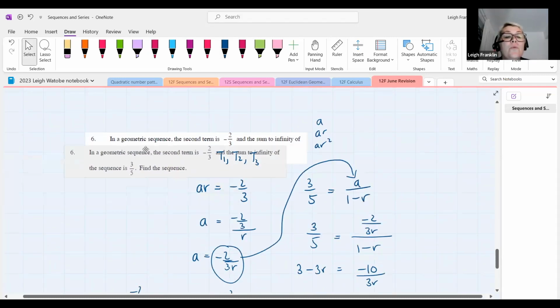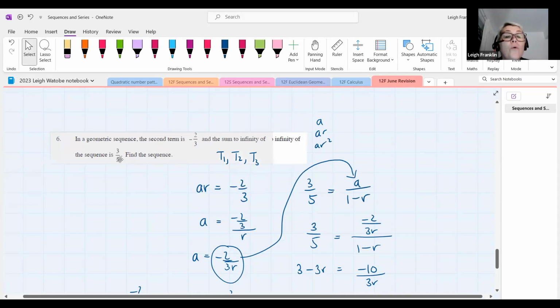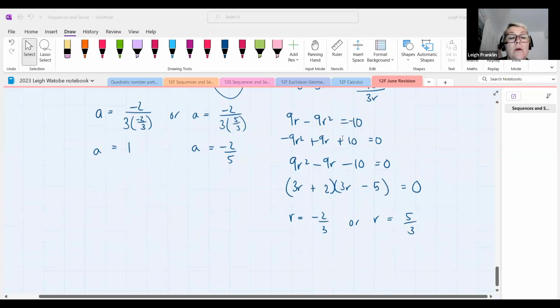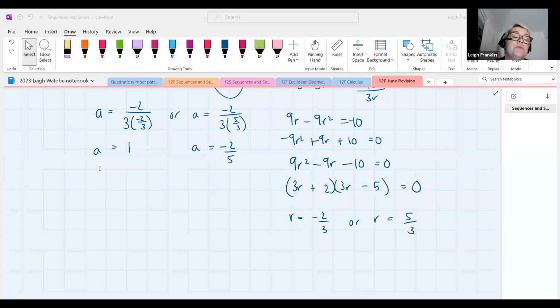If you do want to come and watch the video again, or ask the Wizard, then you can try this question over here. You would have had to work out the value of the first three terms. So it would have been AR squared. And Kaniso, using both of them.